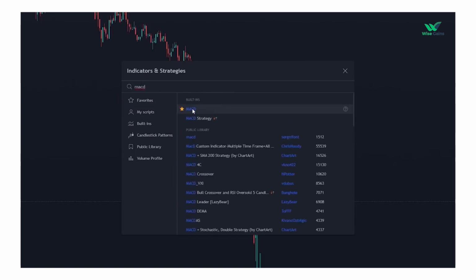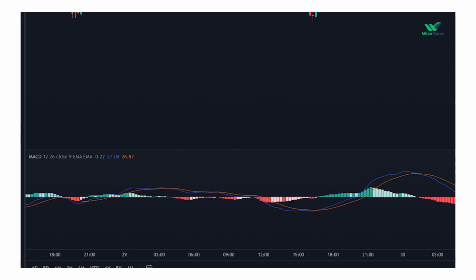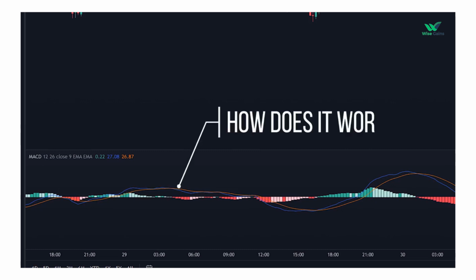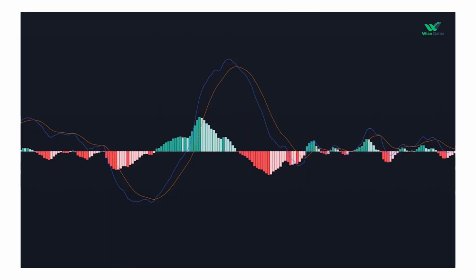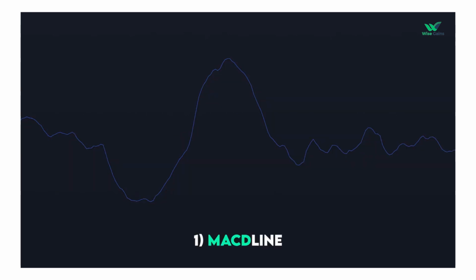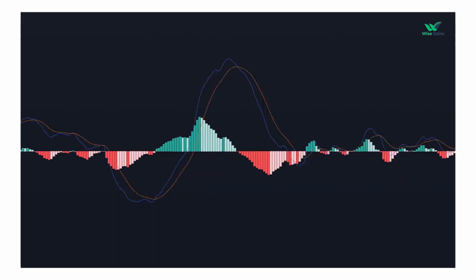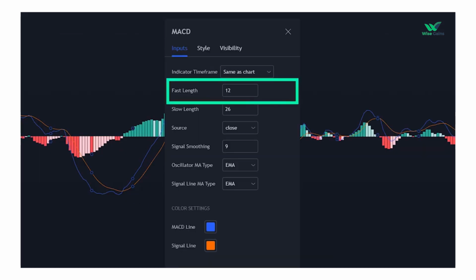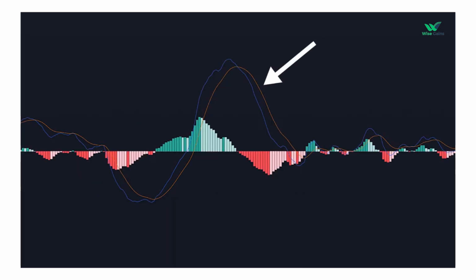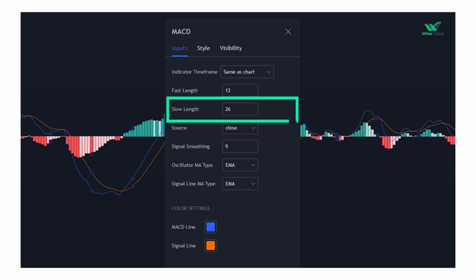Now that we have the MACD indicator added, let's make sure we know how the MACD actually works. The MACD indicator is made up of 4 different components: the MACD line, the signal line, the histogram, and the zero line. The MACD line, which is the blue line, is in most cases a 12-day moving average. The signal line, which is the orange line, is usually a 26-day moving average.